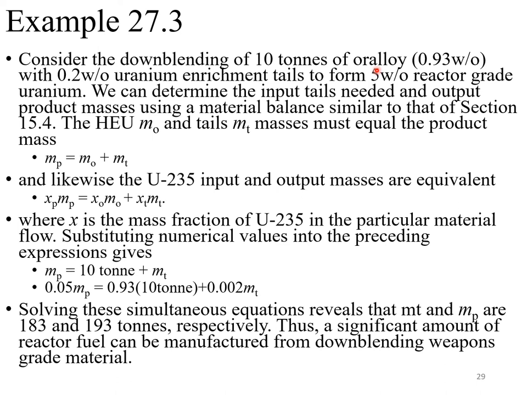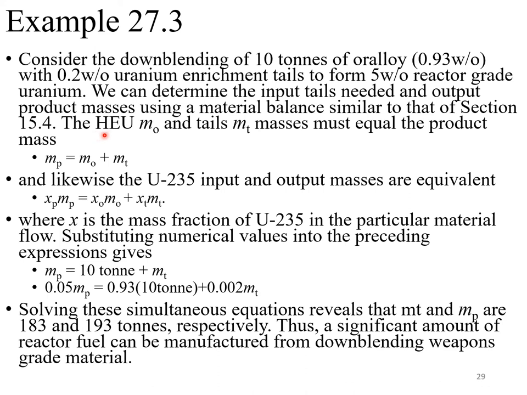So let's look at one example. Consider the downblending of 10 tons of Oralloy, with 93 weight percent, with 0.2 weight percent uranium enrichment tails, to form 5 weight percent reactor-grade uranium. We can determine the input tails needed and output product masses using a material balance similar to that of the previous section.